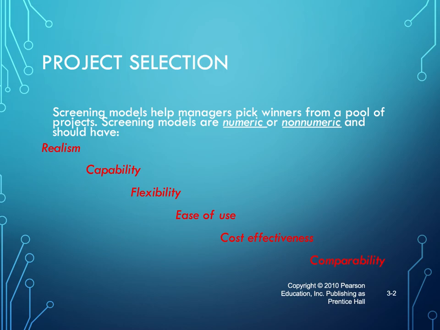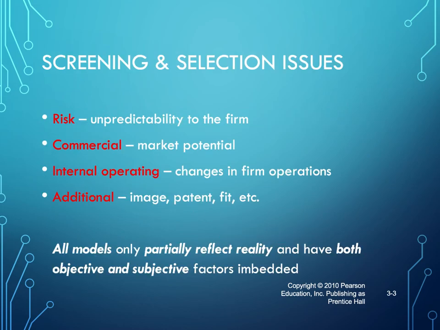So next we take a look at screening and selection issues. We take a look at risk. Okay, unpredictable to the firm. You could have logistic risk, manpower, technology risk. Okay. The raw material could not be sourced in time, for example. You don't have the expertise to do it, for example. Okay.